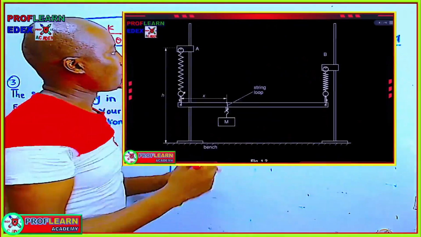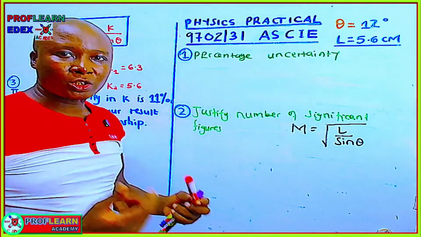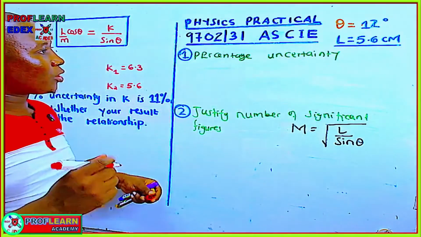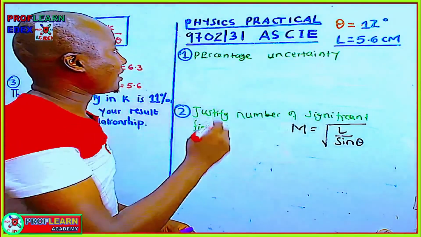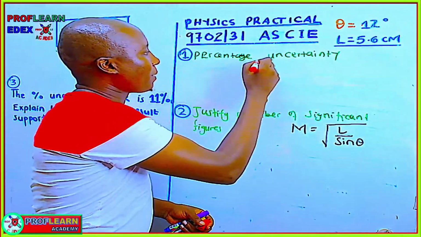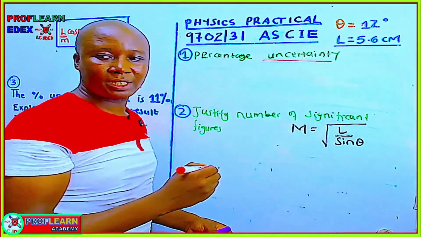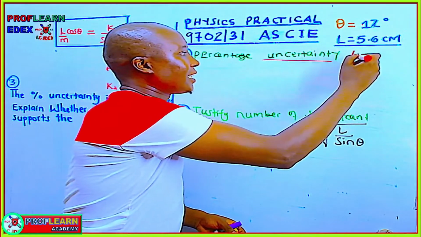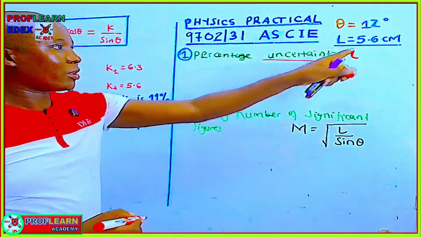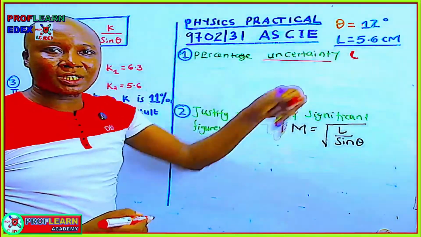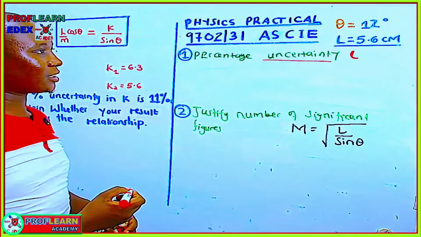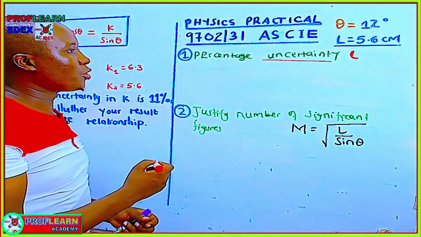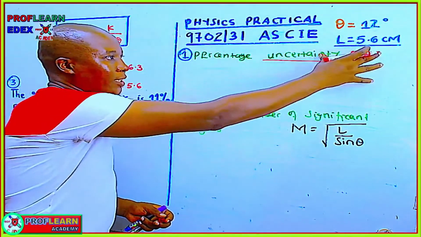So let's start. One of the questions that you are going to see in that paper is where you are supposed to work out the percentage uncertainty of a measurement. In this case, we are supposed to find the percentage uncertainty of L. So if L is a measurement that you have taken and you're supposed to find the percentage uncertainty, you need to use this approach.